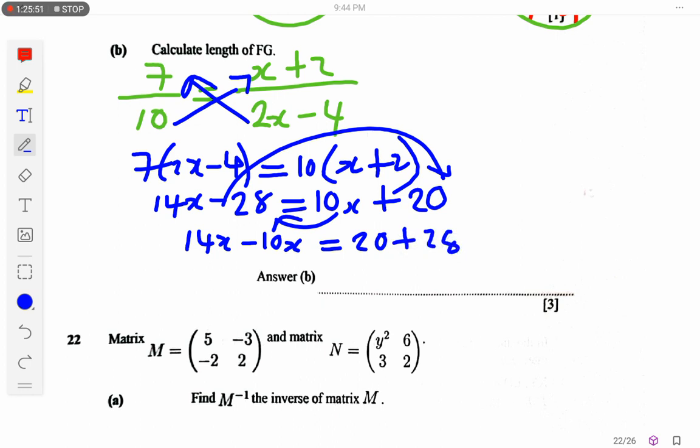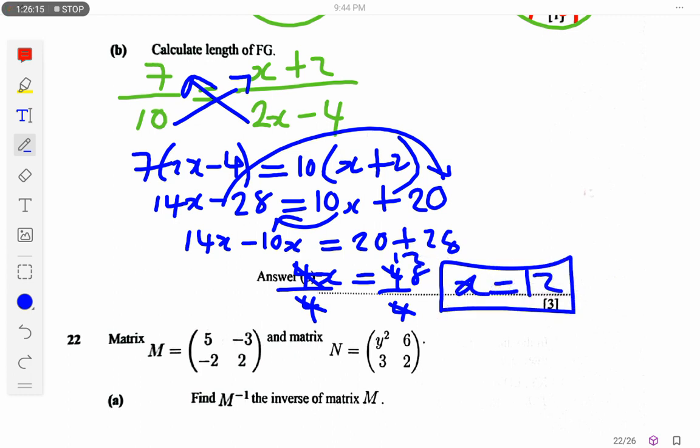Okay, so we are getting here 4x is equal to 48. We divide by 4 on both sides. Sorry guys, we are dividing by 4 here. So our x value, 4 into 4 is 1, 4 into 8 is 2. Our x value is equal to 12.